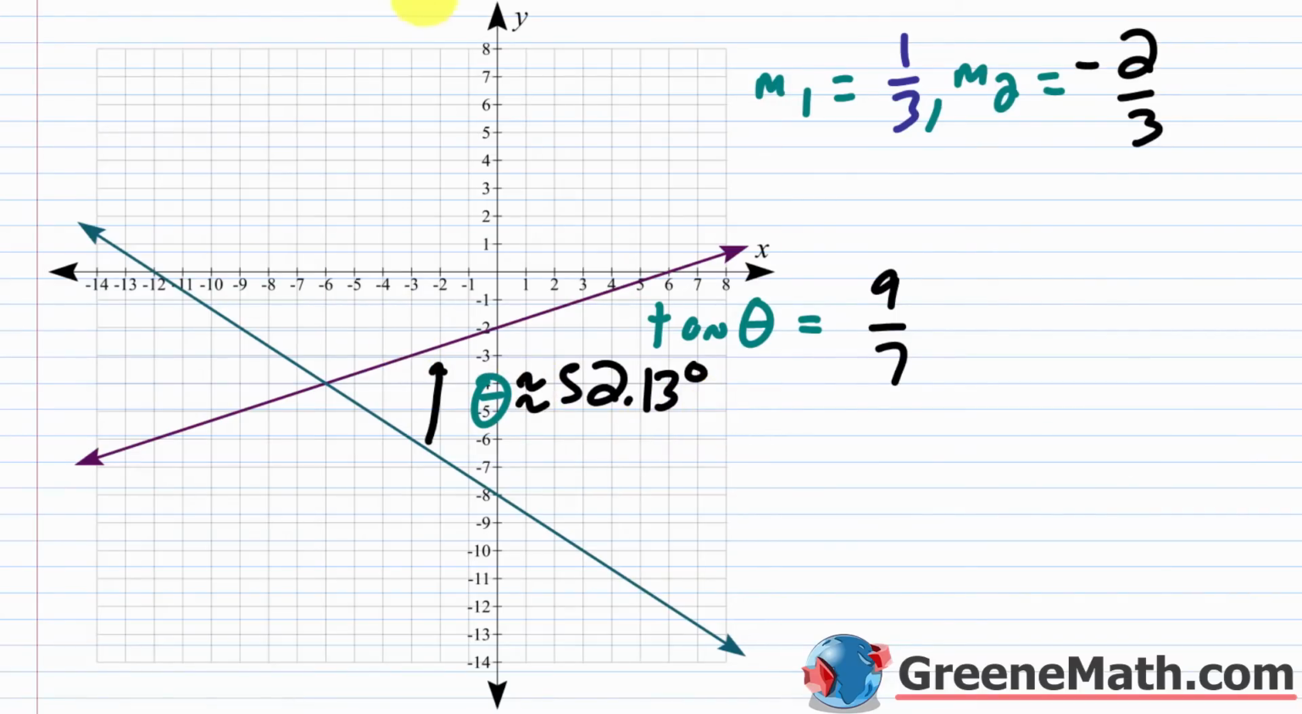Again, if you wanted this angle right here, all you have to do is think about the fact that this is 180 degrees. This is a straight angle. So take your 180 degrees minus 52.13 degrees, and that would give you about 127.87 degrees. Okay, so this is approximate. You're usually not asked for this, but if you are, that's how you'd find it. Most often you're going to be asked for this. So the answer here is that theta, the angle between the two lines, is about 52.13 degrees.